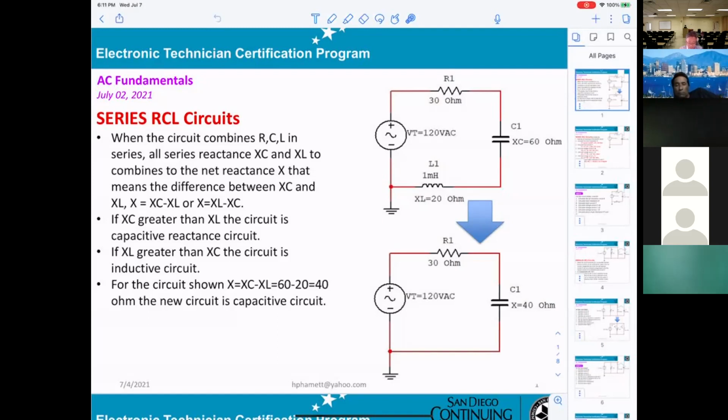Okay, so basically from this circuitry, we come up with this circuitry. We have only a capacitor. The new value for the capacitive reactance will be 40 ohm. Okay, and they say this is the new circuit, a capacitive circuitry. Up to this point, any question?